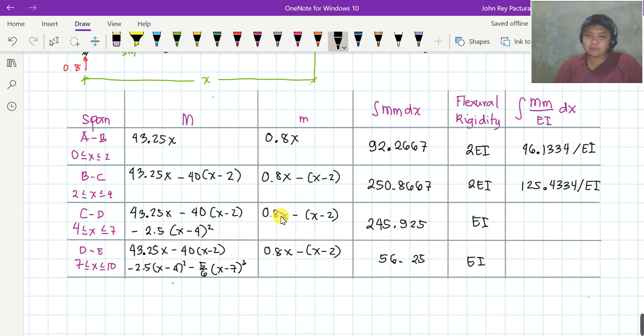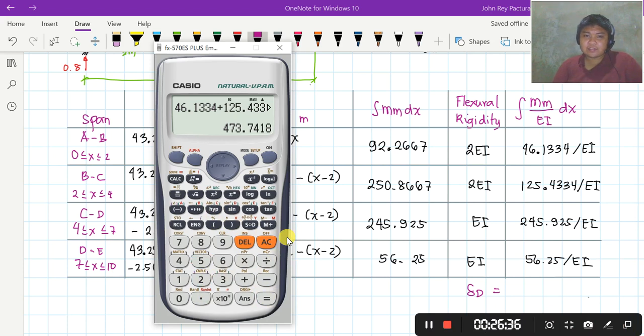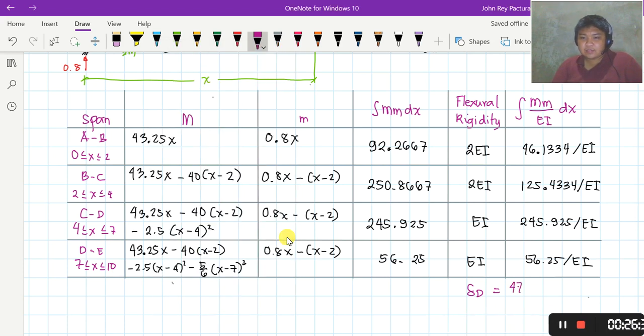While the rest, formality na lang, halimbawa, 245.925 over EI and 56.25 over EI. So, ang last thing na gagawin niyo lang dito para mahanap niyo yung deflection sa D, i-add niyo lang sila. Okay? So, 46.1334 plus 125.4334 plus 245.925 plus 56.25. Ang sagot natin ay 473.7418.